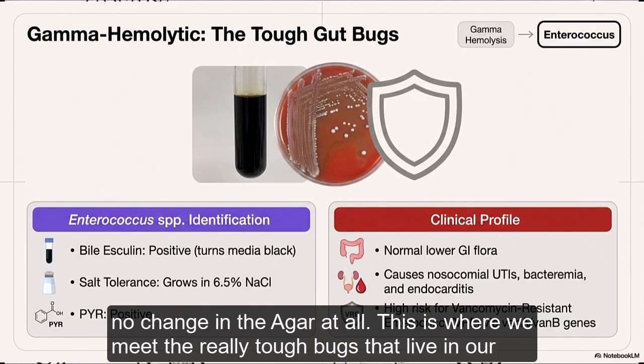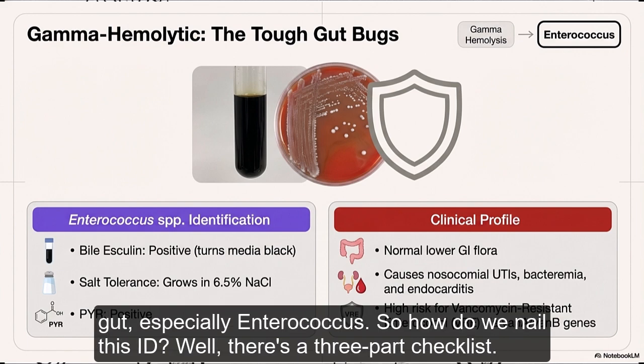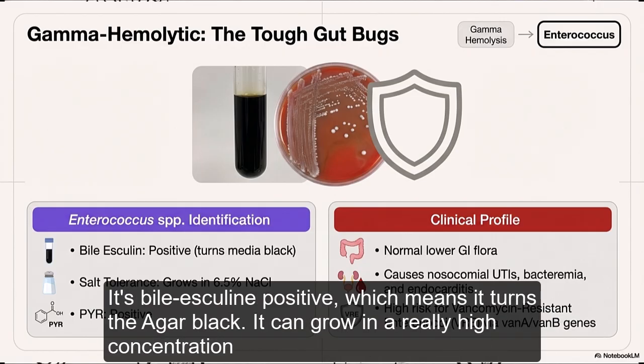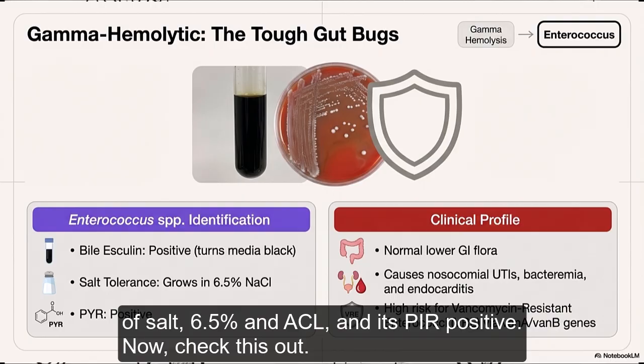No change in the agar at all. This is where we meet the really tough bugs that live in our gut, especially Enterococcus. So how do we nail this ID? Well, there's a three-part checklist. It's bile-esculin positive, which means it turns the agar black. It can grow in a really high concentration of salt, 6.5% NaCl, and it's PYR positive.